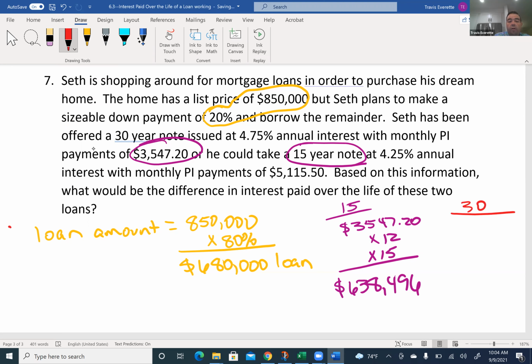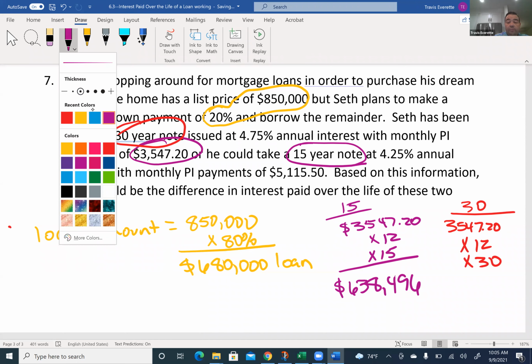So switch out my color here real quick, and let's talk about the 30-year loan. So here's the 30-year right here. Oops, just realized I made a mistake. We all do it. The 30-year payment is $3,547.20. So let me write that down. $3,547.20 times, and that's the payment for the 30-year note, times 12 months a year times 30 years. Let me go back over here before I forget and fix this other one, okay?